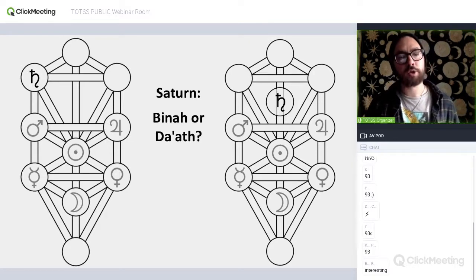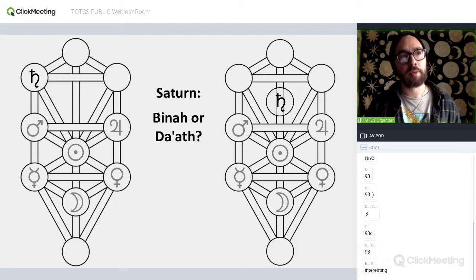Okay, so there's this question of whether Saturn is attributed to Binah or to Da'ath. And as you might expect, it's not really one or the other. If we're picturing the tree of life without Da'ath, then Saturn is in Binah, and when we're picturing the tree of life with Da'ath, then Saturn is attributed to Da'ath. And this makes a lot of sense. As we talked about two weeks ago, Saturn has so much of that symbolism of limits and boundaries. We can really think of Da'ath as the boundary, even the illusory boundary, between the supernals and the actual below.